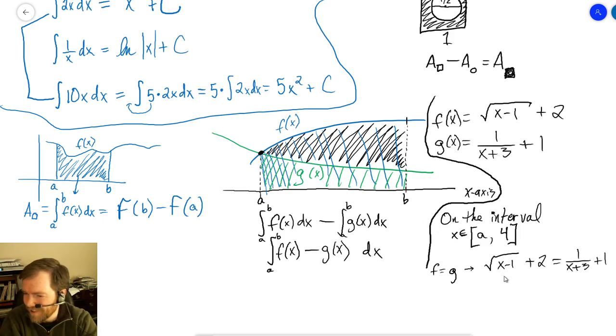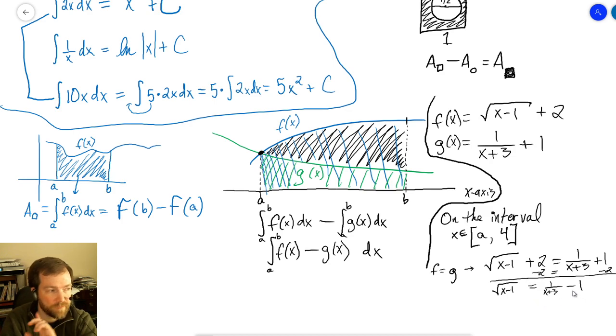All right, cool. I would suggest getting stuff on one side-ish. We're going to subtract 2 here. Square root of x minus 1 is equal to 1 over x plus 3, minus 1. Okay, we can multiply both sides by x plus 3 right on the edge.